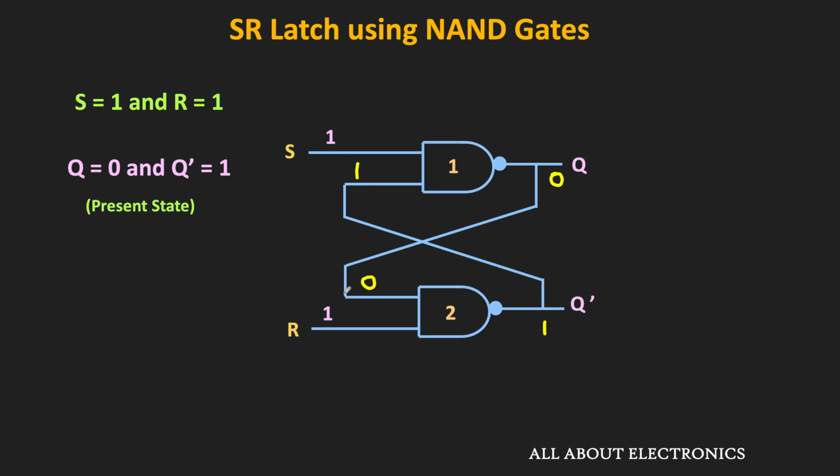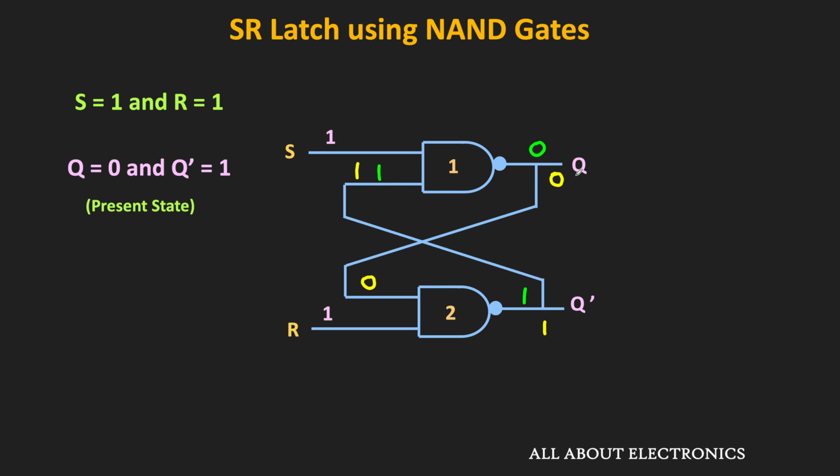Now since the Q is 0, the output of the second NAND gate will become 1, because we have seen that when any one of the inputs of the NAND gate is equal to 0, then its output is equal to 1. That means in the next state, this Q bar will become 1, and the same 1 will also appear at the input of the first NAND gate. So now both the inputs of the first NAND gate are 0 and therefore its output will be equal to 0. That means this Q will remain 0.